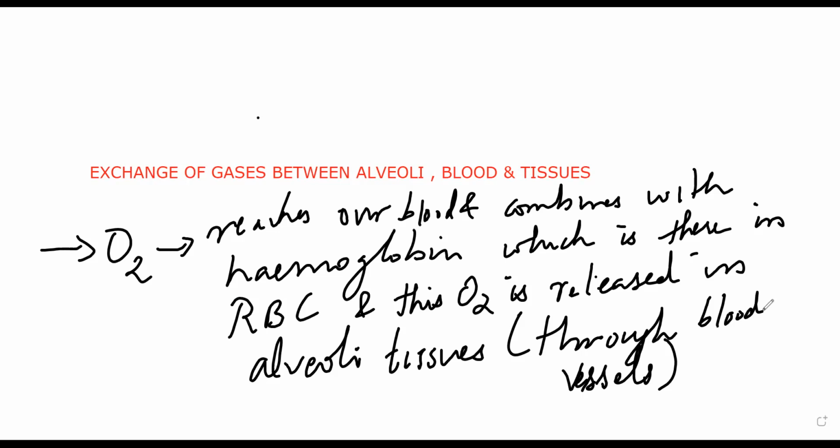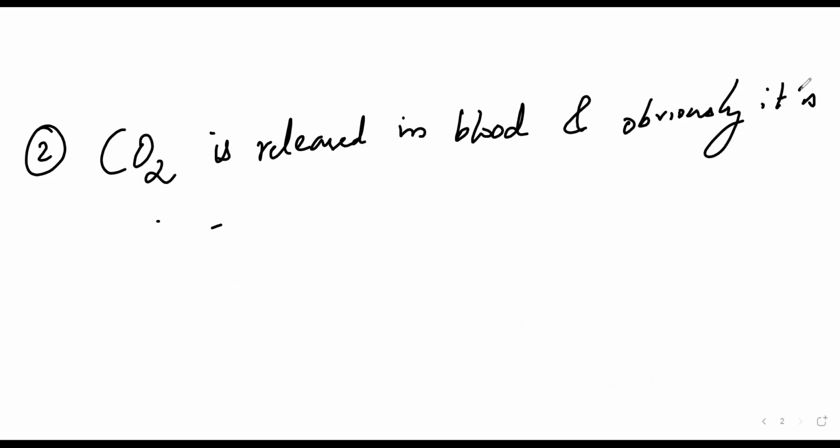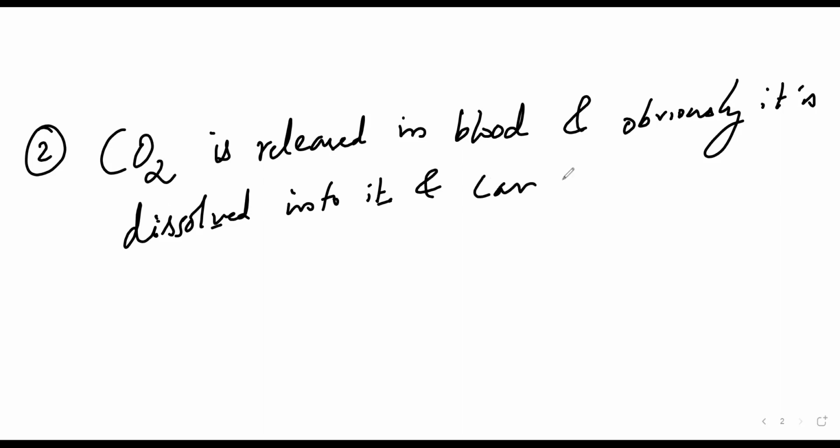The second step is the carbon dioxide, which comes out through exhalation. Step two, the carbon dioxide is released in blood, and obviously it is dissolved into it. And how is it carried? It is carried by blood vessels.